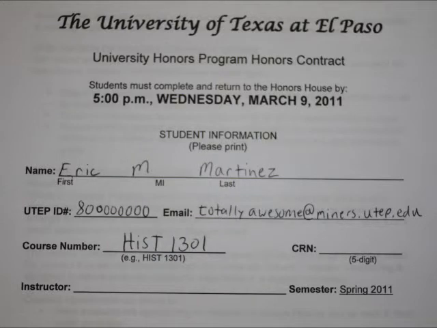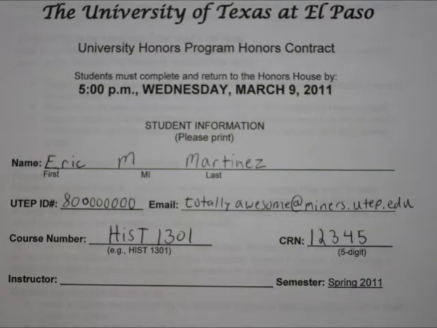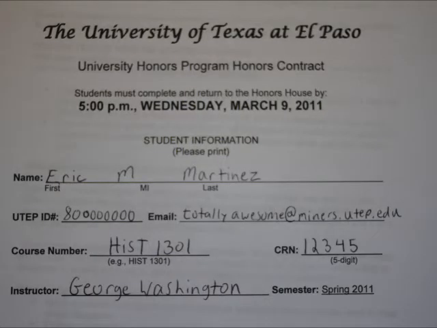Then give the course title, which generally consists of a 4-letter abbreviation of your class and the 4-digit number. In this case, History, or HIST 1301. Then you give the course reference number, or the CRN, which will always be a 5-digit number. Then you give your instructor's name. In this case, our instructor's name is George Washington.